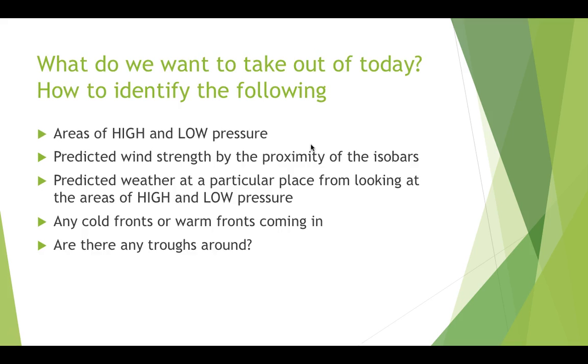Okay, what do we want to take out of today? So we want to be able to identify the following: areas of high and low pressure on a weather map, the predicted wind strength by the proximity of the isobars. So by proximity, I mean location. Are they close together or are they far apart? The predicted weather, I'm looking at the areas of high pressure and low pressure. So looking at high and low, we can actually tell what the weather might be. If there's any cold fronts or warm fronts coming in, and are there any troughs around? And also areas of precipitation, so areas of rain. How can we identify that on a weather map?